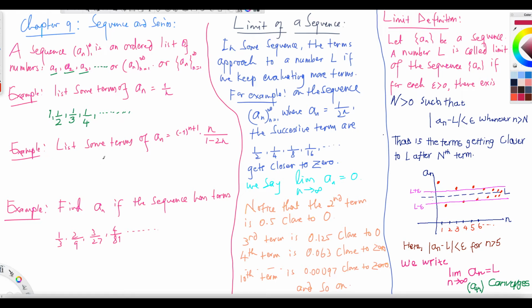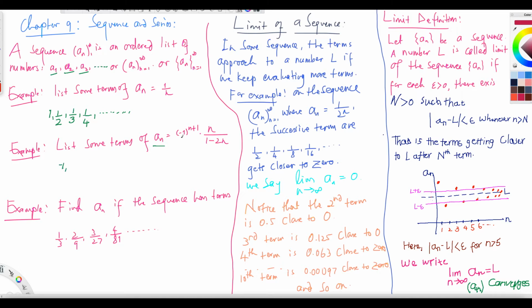Now next example, list some terms of an equals (-1) to the n plus 1 times n over 1 minus 2n. So similarly we put n equals 1, n equals 2, and so on. An is the nth term given, and with the help of the nth term we are trying to find all the terms. So let's plug in n equals 1. You get (-1) to the 1 plus 1, that is (-1) to the 2, which makes it positive. So 1 over 1 minus 2 times 1, 1 over -1. Then it is -1. That is the first term.